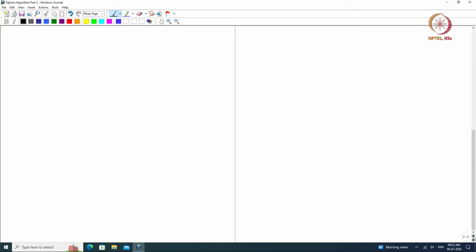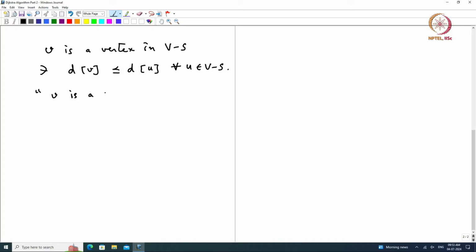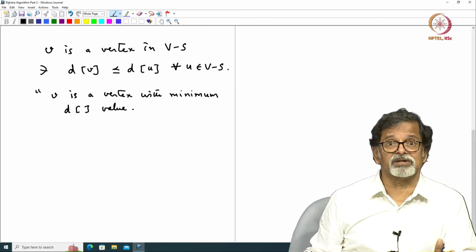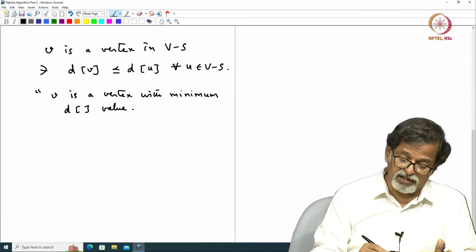We use this to determine the V. So, how do we determine V? We have seen in the previous session that if V is a vertex in V minus S such that dV is less than or equal to du for all u belonging to V minus S, that is, V is a vertex with the minimum d value. Every vertex has got a d value associated with it. The value associated with V is minimum among all the vertices in V minus S.